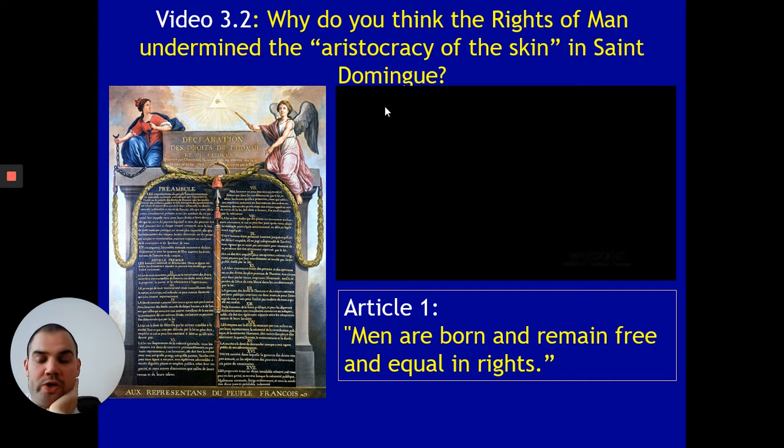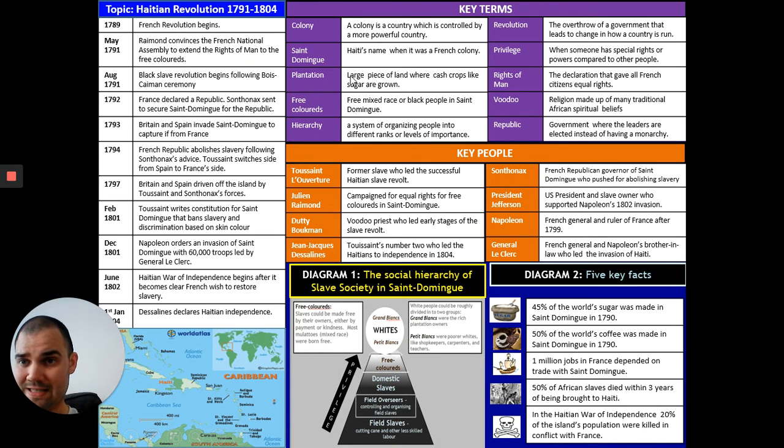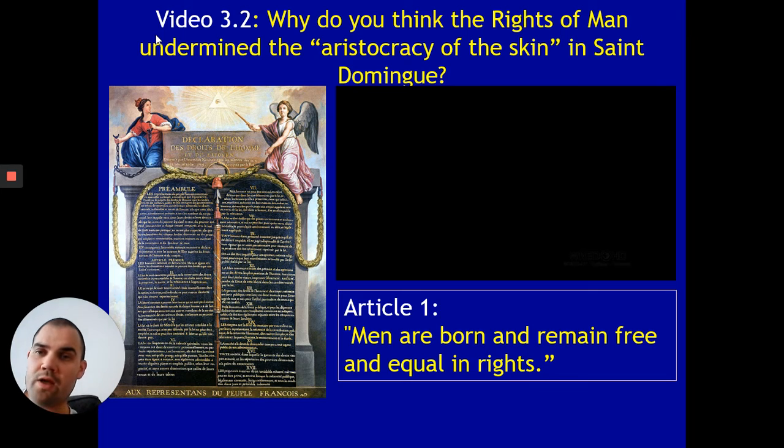Now, the French Revolution starts, as you'll know from last half term, in 1789, and it has a really important impact on events in Saint-Domingue and Haiti because the ideas travel there and then they have a really explosive impact on the island. The most famous document of the French Revolution is this one, which is called the Declaration of the Rights of Man.